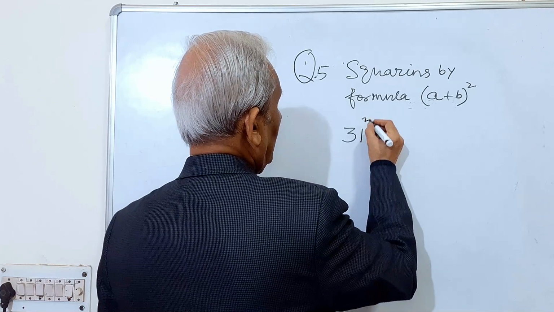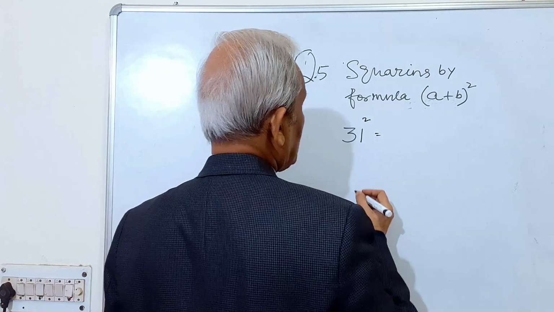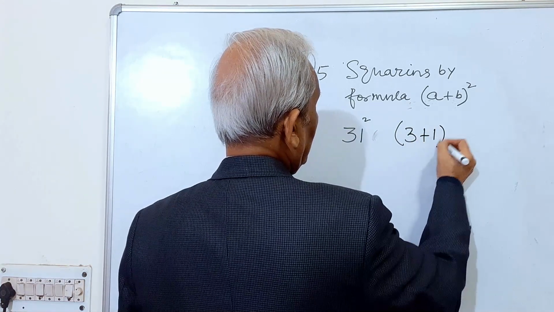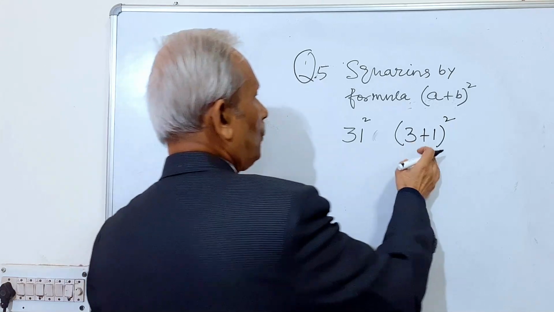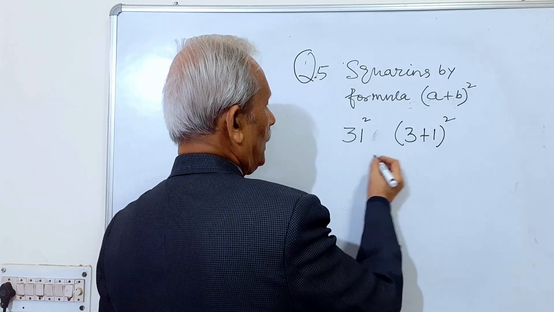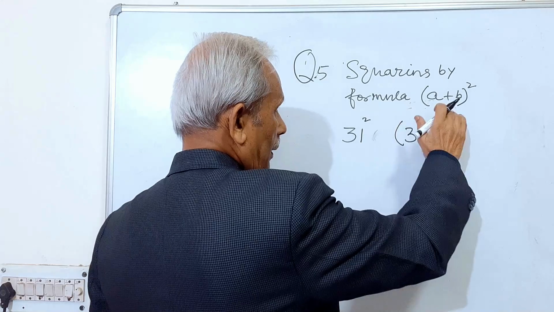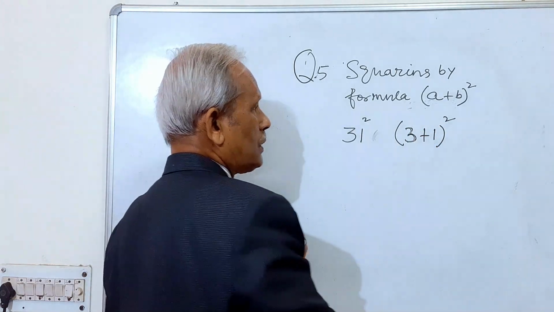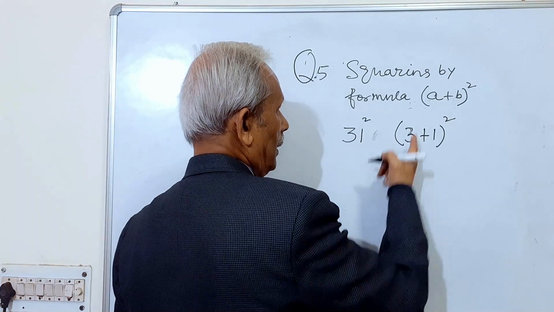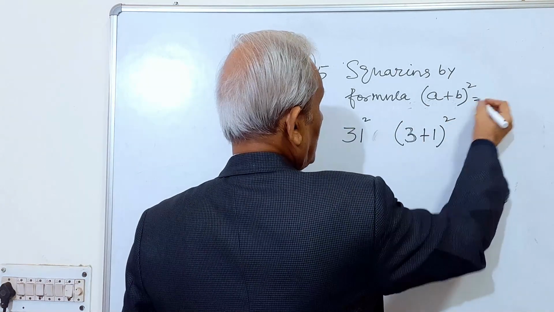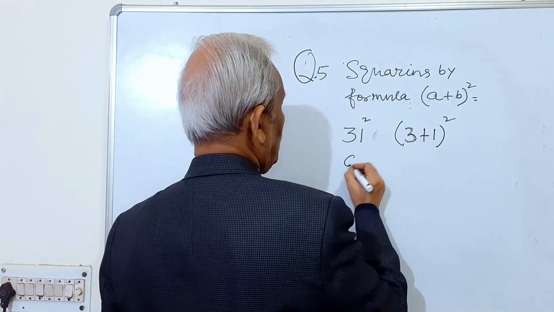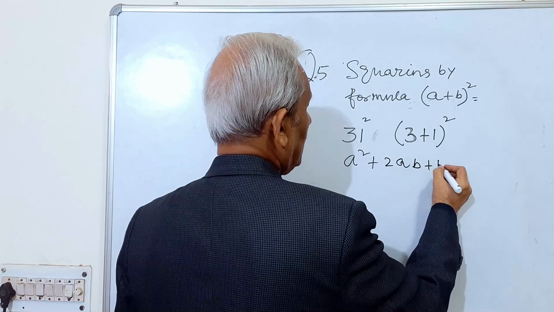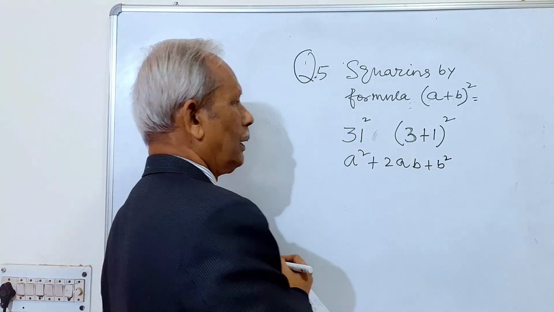31 square. To apply this formula, we'll write it as 3 plus 1 whole square, considering 3 as A and 1 as B. So the numbers are, first write down the relevant terms here. Here you write a plus b whole square is equal to a square plus 2ab plus b square. So write down all these terms first and then place them properly.